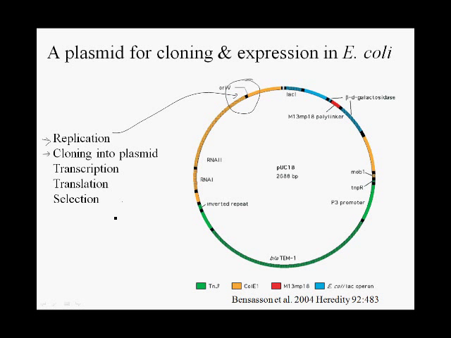Another bare minimum feature is it has to have a restriction site for cloning foreign DNA segments into the plasmid. Okay? And this is a restriction site that cuts the plasmid only once, okay? Meaning it opens up the plasmid, converts from a circular to a linear DNA molecule.